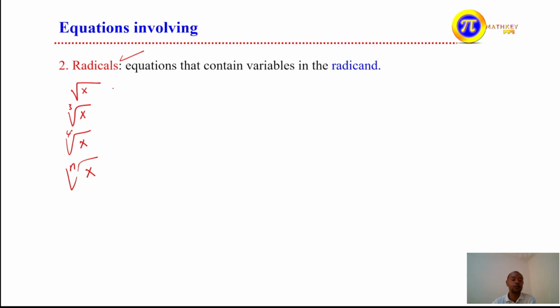So when we say equations involving radicals, we can say this is equal to, let's take x plus 1 like this. Let's take here 5. We can consider here, for instance, 2. We can consider here, let's take 1 or something like that. Yes, all are equations involving radicals, since we have variables in the radicand.